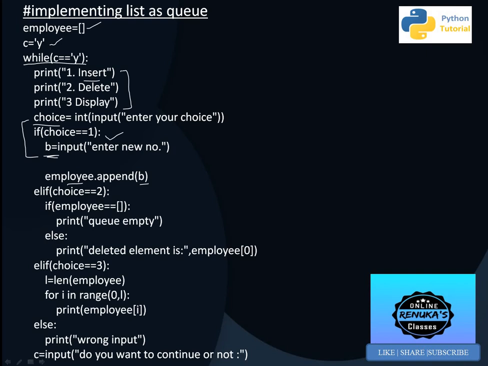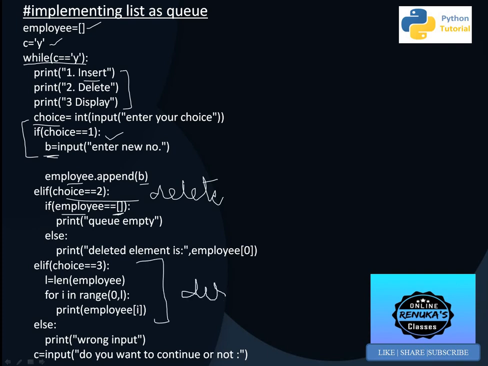Now if the choice is delete, in that case it will first check if the list is blank, null. In that case it will print that the queue is empty, else it will delete the very first element with a message that this item is deleted. After deletion, if you want to display the queue again, in that case you can choose choice 3 and you can display. This is for display.